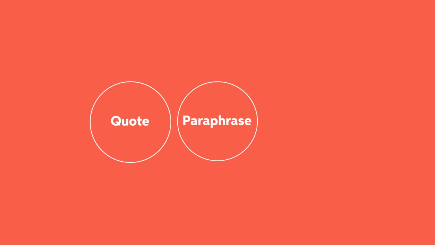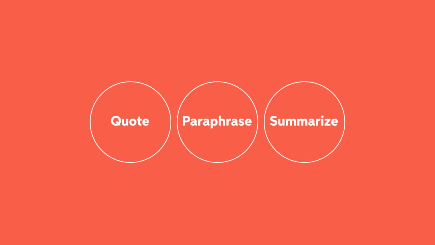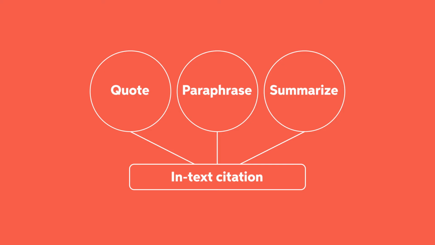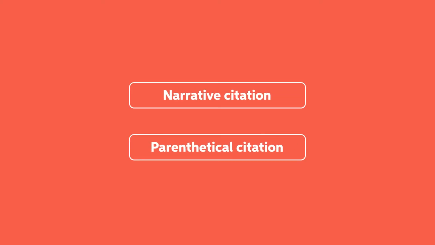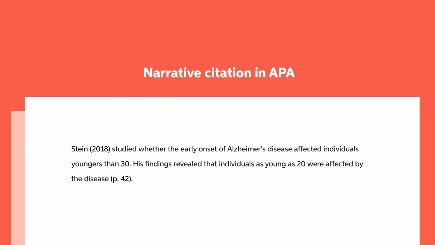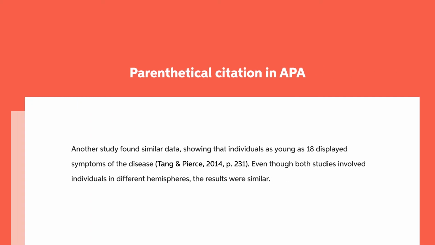When you quote, paraphrase, or summarize a piece of text from another source, you'll need to include an in-text citation in order to properly attribute that quote to its original source. This can take two forms, a narrative citation and a parenthetical citation. A narrative citation in APA is simply naming the author at some point when you introduce the quote, followed by the publication year of the work in parentheses. At the end of the quote, write the page numbers inside the parentheses. A parenthetical citation uses all of the same information, but simply includes it all in parentheses at the end of the quote. Make sure to separate each piece of information with a comma.